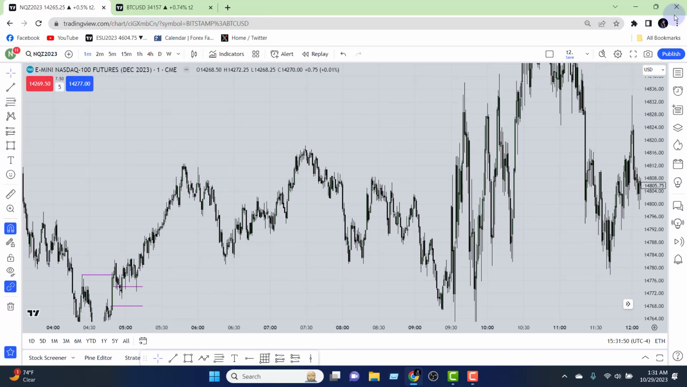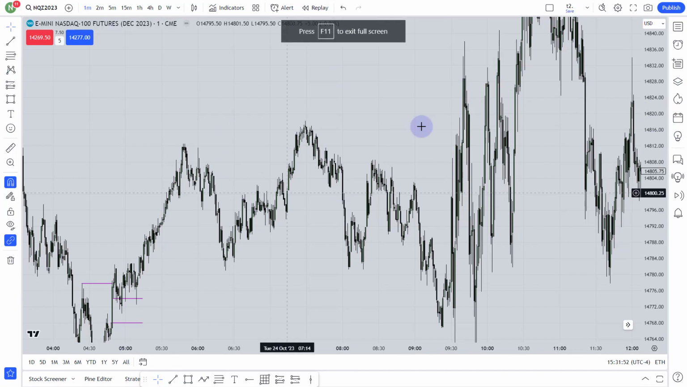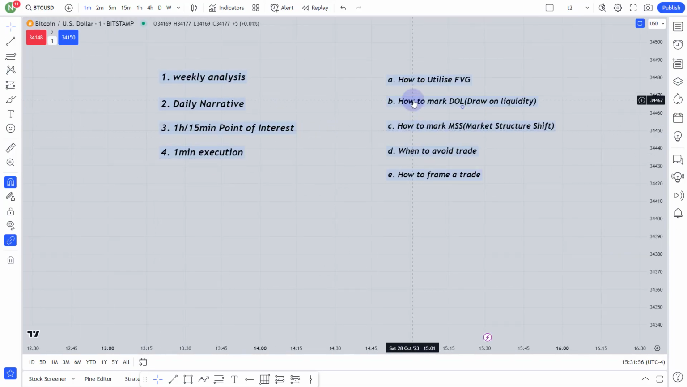Now when you understand all of these things, what else do you need? You have to understand how to utilize the fair value gap.